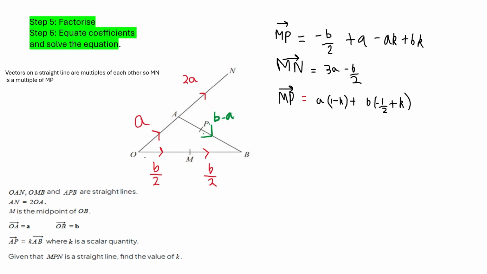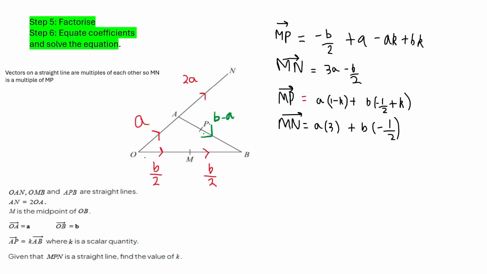As you can see, by multiplying A by 1 minus K and B by minus half plus K, it should give us the expression above, as we have factorized out successfully. And then we repeat the same process with MN, so we get A brackets 3 plus B minus half.